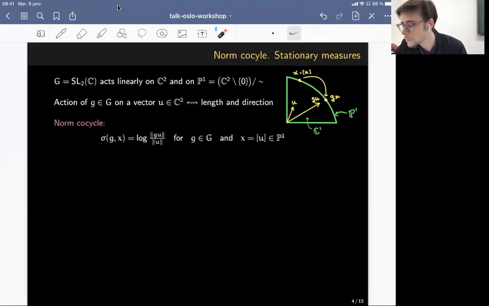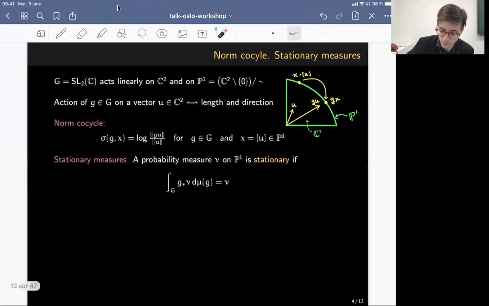So this will give how much a given vector is stretched by G. And concerning the action on P1, we will describe the action in terms of invariant measures on P1. So we have this important concept of stationary measure that says that a given probability measure on the Riemann sphere is stationary if it satisfies the following invariance property. So it's not invariant by every matrix in the support of mu, but it's invariant on average.